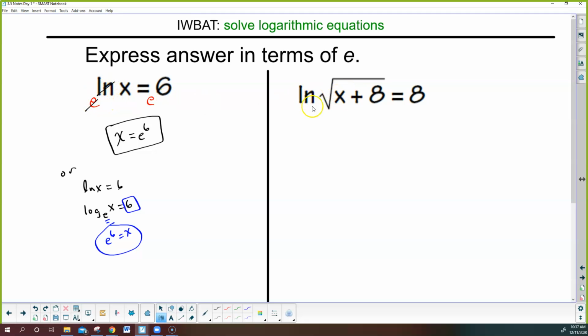Okay, so let's look at this problem here. If I want to undo the natural log, notice it's isolated. This is basically protected in parentheses. So I'm going to just raise both sides to the power of e. The natural log and e go away.